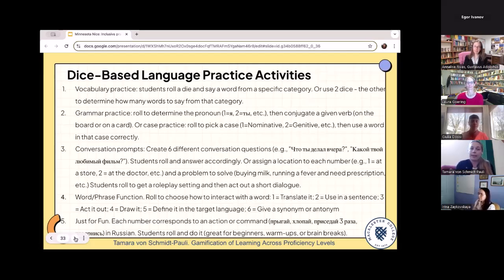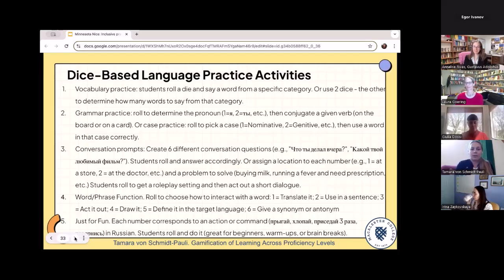You could do grammar practice. So you roll to determine the pronoun, then you conjugate the given verb. Now that takes a little bit of time. So in most cases, you probably want to have just one die and you assign which verb it is. And then once they roll it, they do the entire conjugation. But if they need a little break and like rolling dice, then certainly you can do both.